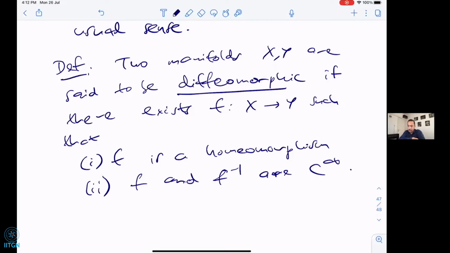Okay, so if two manifolds are first of all homeomorphic as topological spaces, and then there exists this function, which we can call a diffeomorphism, satisfying these properties, then the two manifolds are called diffeomorphic, and we say there is a diffeomorphism between them, and we treat them as equivalent. So it's an equivalence relation.